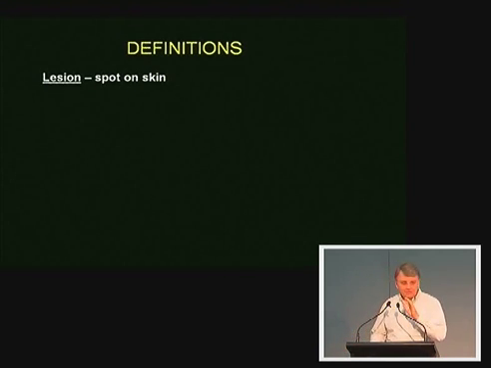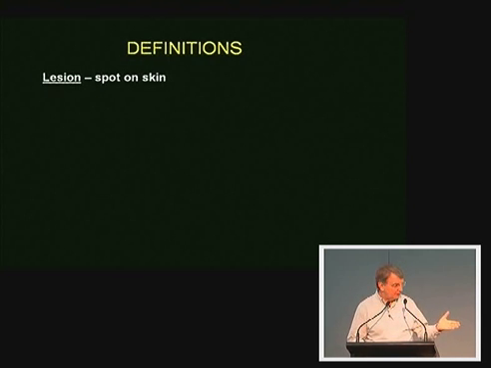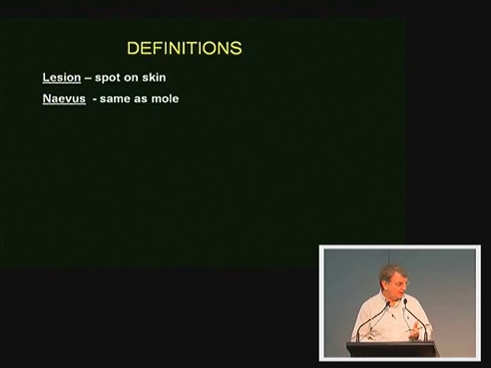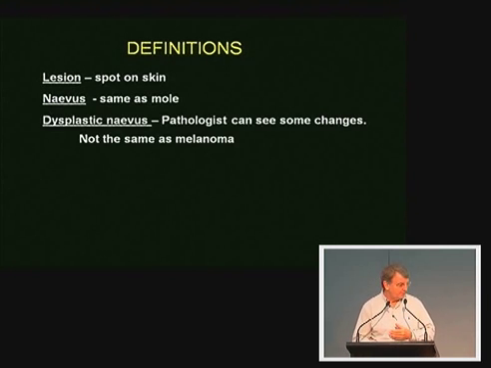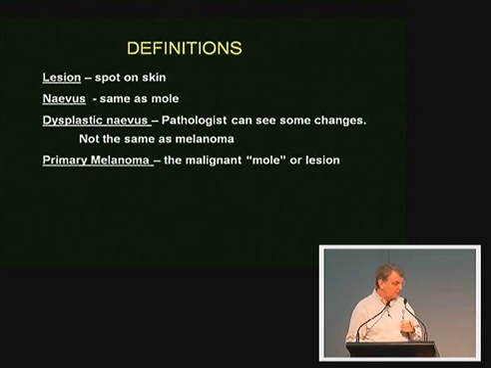So just a few little definitions here. Lesion, I'll keep falling into medical jargon, and I apologise for that, but I'll try not to too much. A lesion is a spot on the skin. Nevus is the same as a mole. A dysplastic nevus is where the pathologist sees some changes. The other word is atypical, as Pip used, but we sometimes use the word dysplastic, and it means that the pathologist thinks it looks a little bit different to just a normal mole. Primary melanoma is the first one that occurs on the skin, so that's the malignant mole or lesion.